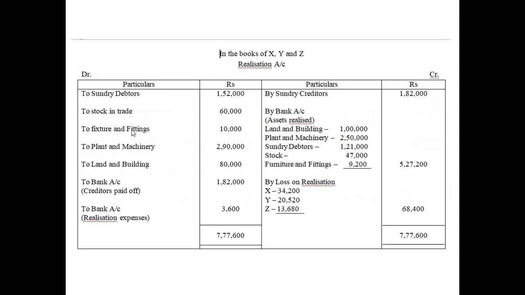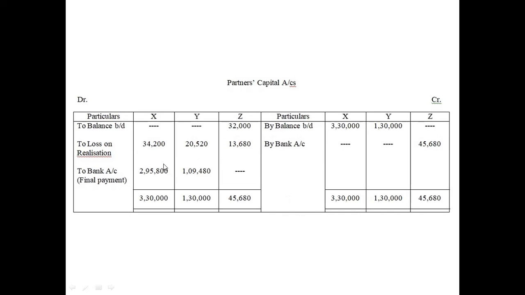So simply write this loss on realization, whatever it has appeared here. This item will appear in the debit column of your partner's capital account. So write to loss on realization, and write the amount. So for Z, the debit side will be more, because in the credit side there is nothing. So we write total 45,680.